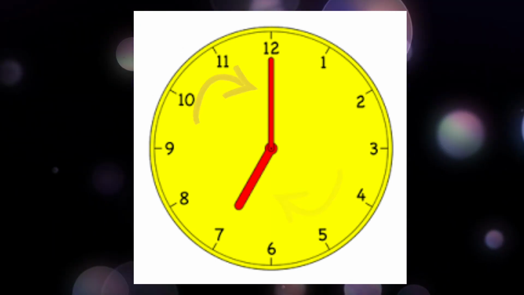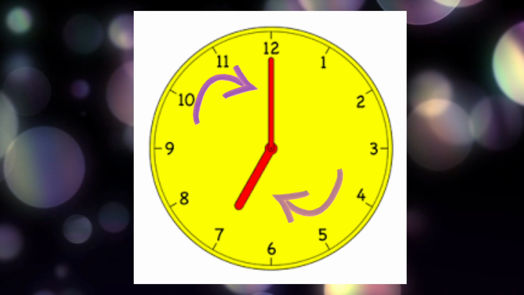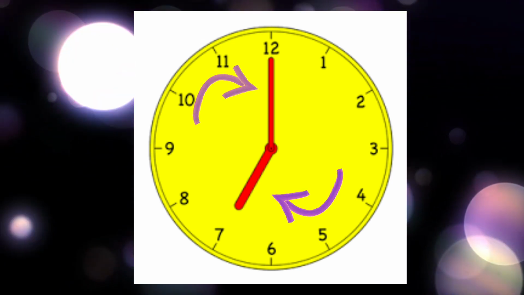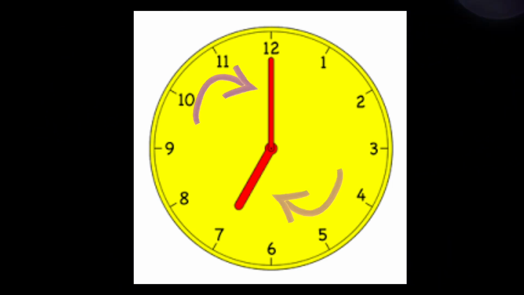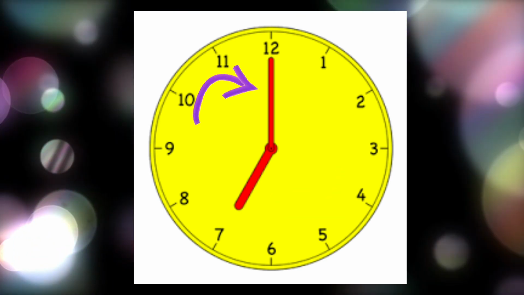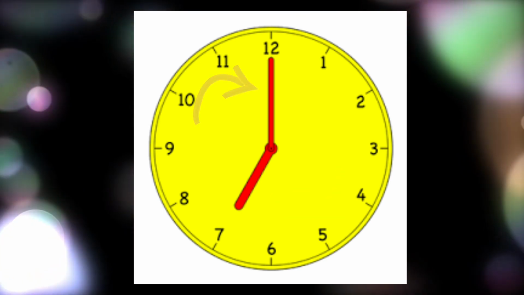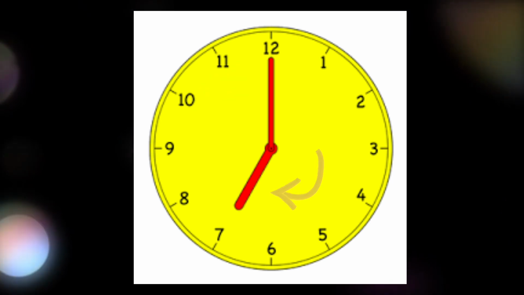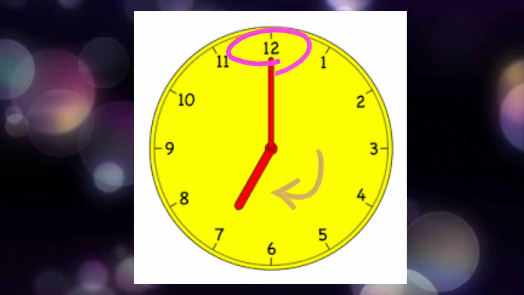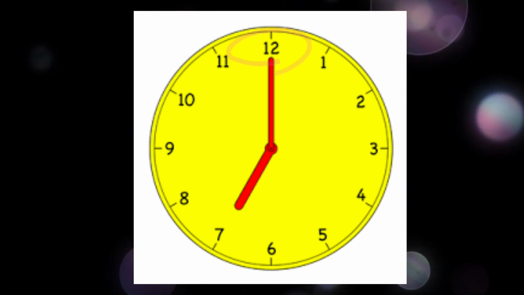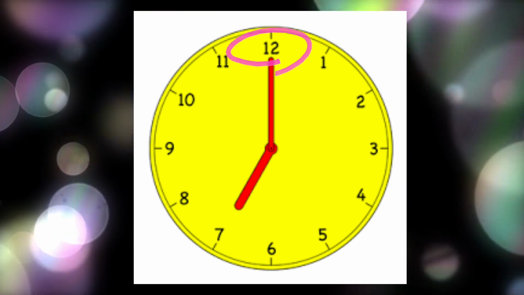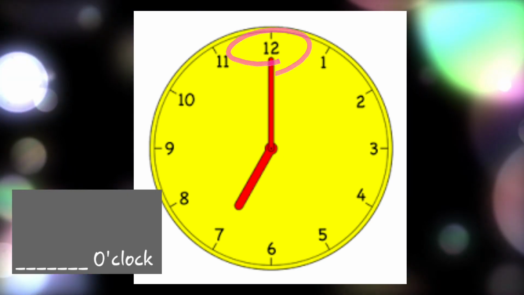Nah, perhatikan gambar jam ini. Ada dua jarum yang kita kenal dalam bahasa Indonesia, yaitu jarum panjang atau disebut dengan jarum menit yang menunjukkan menit, dan jarum pendek yang menunjukkan jam. Remember, when the minute hand is pointing at the number 12, we say it is something o'clock.